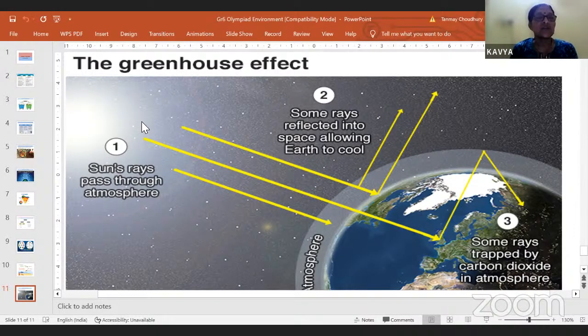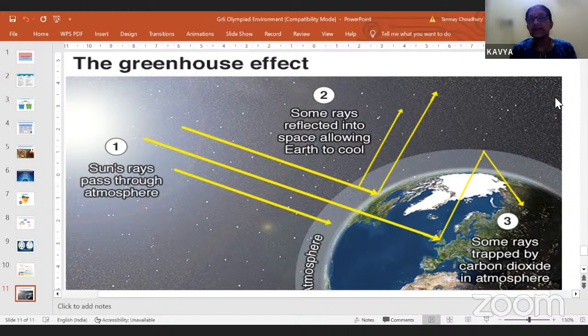And that causes an increase in the temperature of the Earth's surface, and it causes global warming. That is why we find every year the temperature is rising and rising, and that is causing global warming, which is going to be very, very harmful. So this is the greenhouse effect, where the sun's rays are trapped. They are not allowed to go back into space. And the greenhouse effect causes global warming.